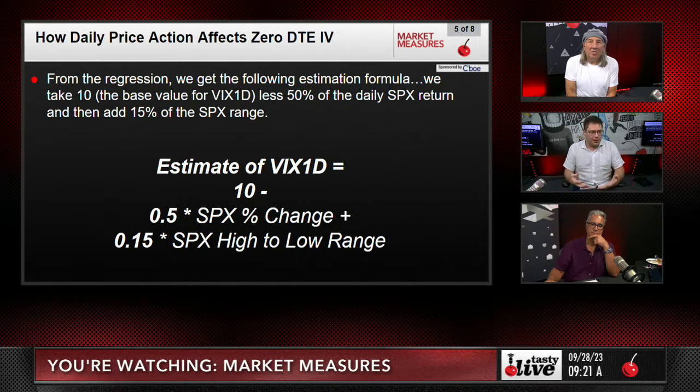We're going to have some bump up in the SPX 1-day volatility, but it's going to be a fraction of the effect that the range itself has. So if you have a range that's 100 points, that's going to add about 15 points to the VIX 1-day, as opposed to a 2% down move, which is going to add about 1 point to the 1-day volatility.